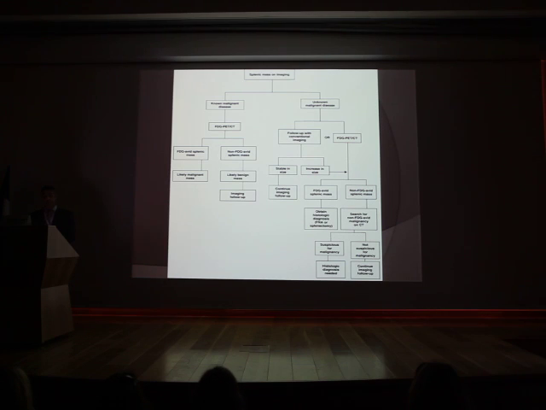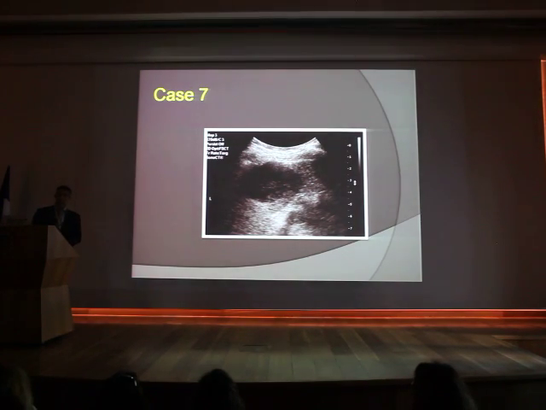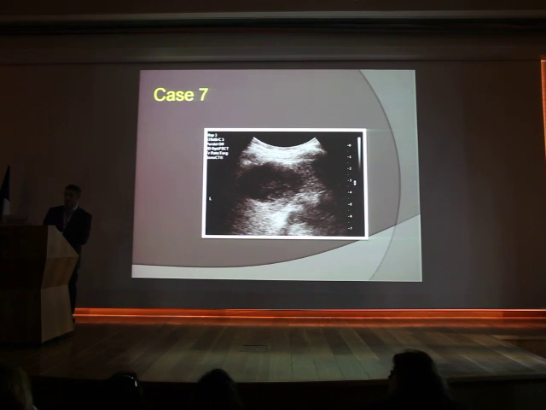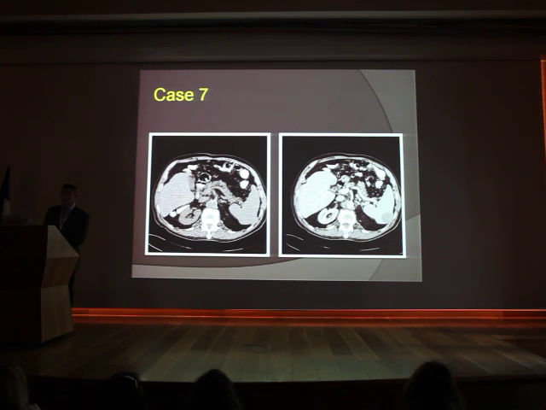And the last case that I want to show you is a case from our department, not quite a recent one. So this is a hypoechoic lesion in the spleen. It's not really anechoic. It appears to be a little bit of a solid lesion. And on the CT scan, we can see that the lesion is not enhancing like the rest of the spleen. It's quite well seen on the enhanced images.